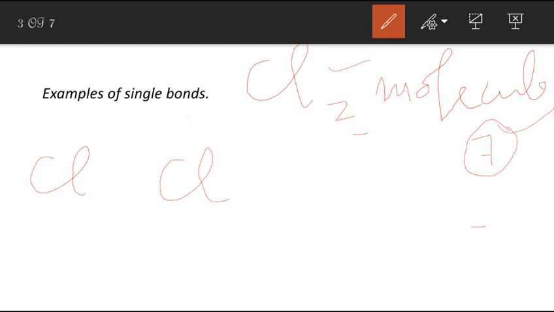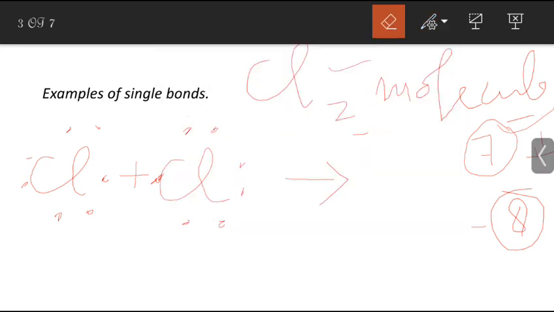Both the chlorine atoms have 7 electrons in their outermost shell, so they will react with each other. Just form the arrangement in this way: 7 electrons. In the same way, this chlorine atom has 7 electrons in the valence shell. Now it must contain how many electrons? 8. It means it needs 1 electron. Both the chlorine atoms need 1 electron to become stable. So here mutual sharing of electrons will take place.